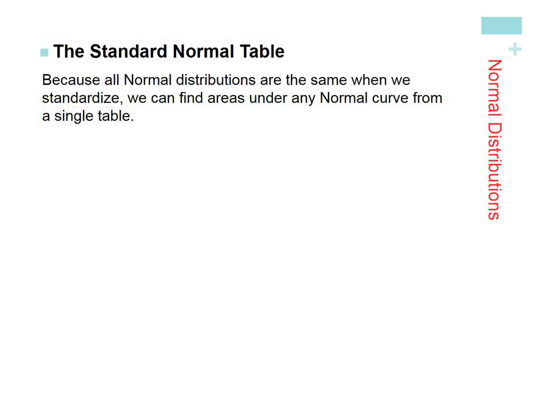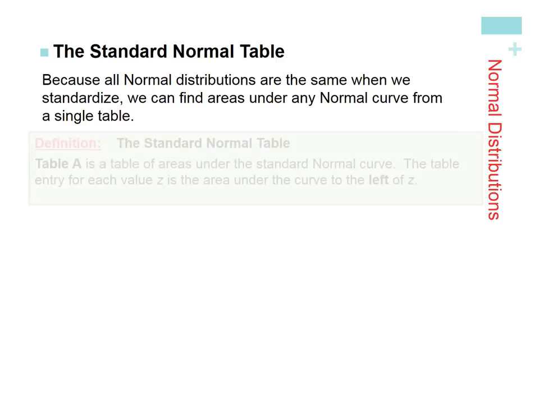So what is a standard normal table? Because all normal distributions are the same, when we standardize them, or make them into z-scores, we can find the area under any normal curve from a table. You have this table, it was part of your printouts that you needed to do at the beginning of the year, but you can also find it in one of the sections in Blackboard.